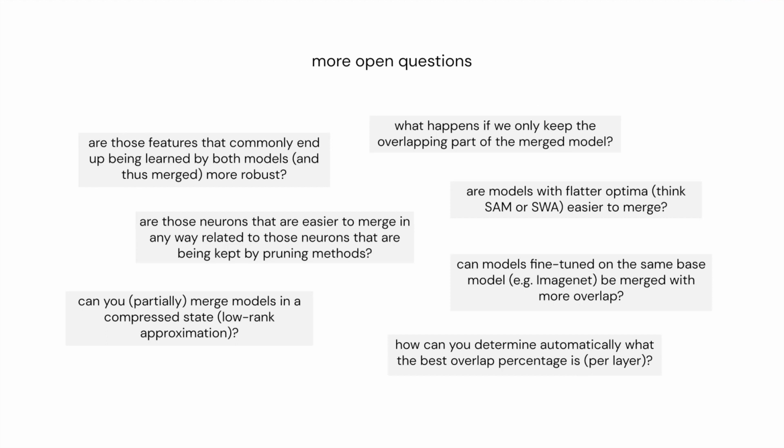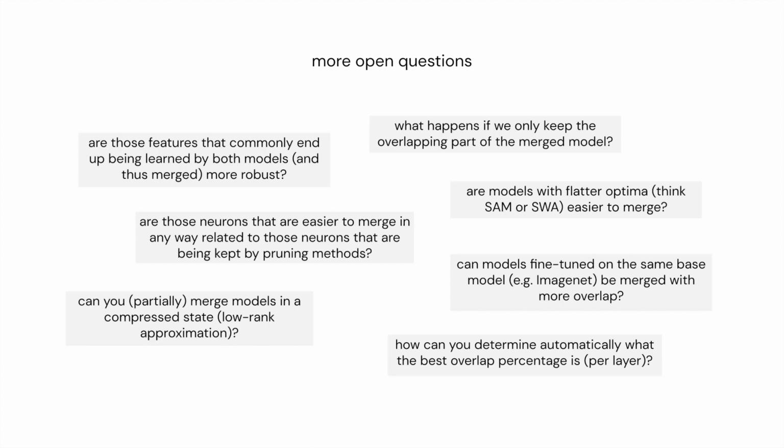Are models that are trained to have flatter optima, for example, sharpness-aware minimization or stochastic weight averaging, easier to merge? Or in other words, can you achieve a higher overlap between them? Are those neurons that are easier to merge in any way related to those neurons that are being kept by pruning methods? Because then you could also merge pruned networks easier.